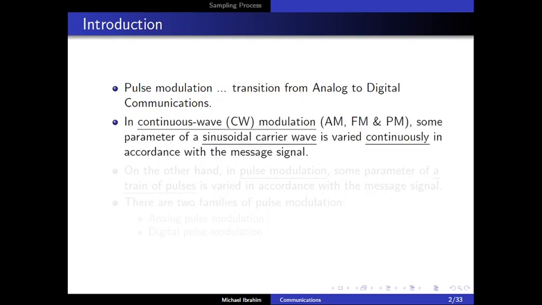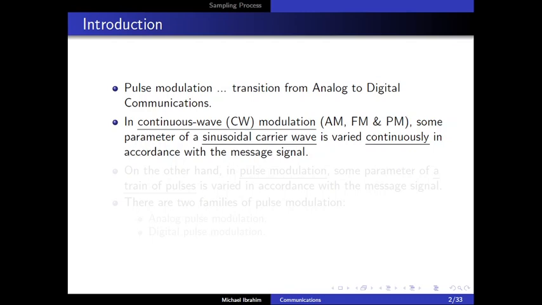Basically, in the previous chapters, we have seen what's called the continuous wave modulation, basically AM, FM, and PM, in which we had a sinusoidal carrier and we chose one parameter of this carrier, basically amplitude, frequency, or phase. And this parameter is basically changed continuously in accordance with the message m(t).